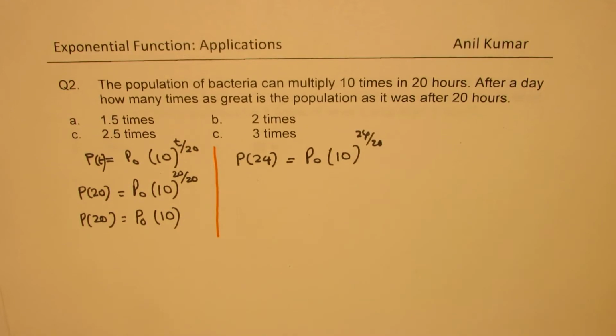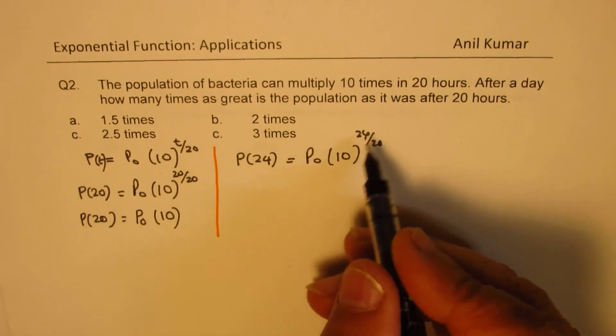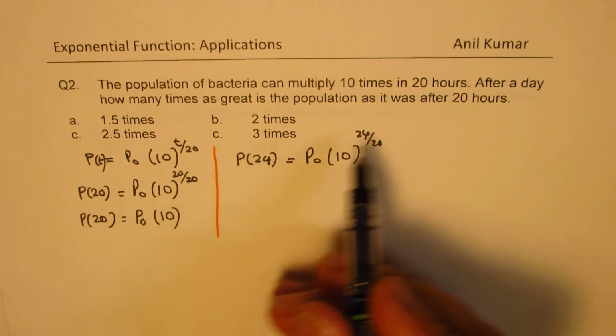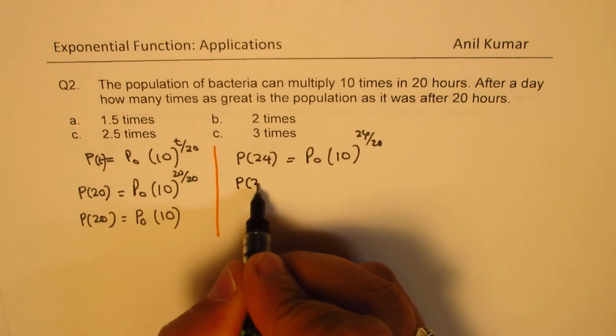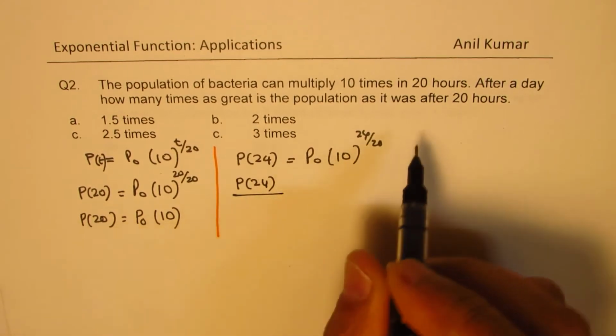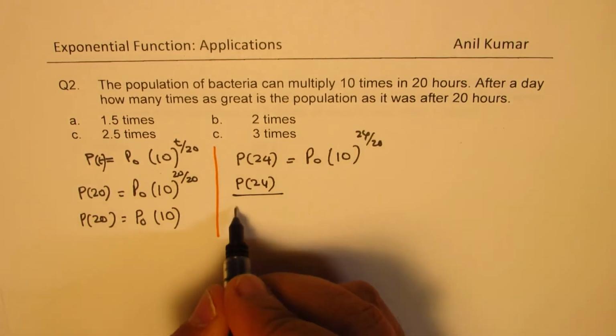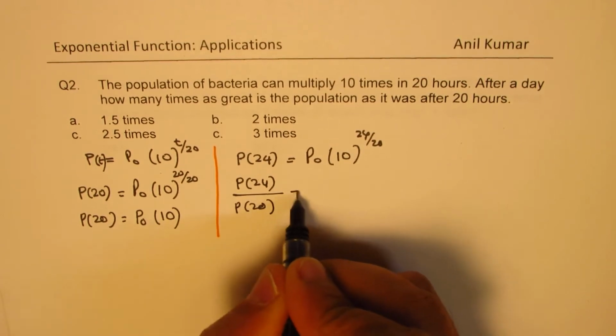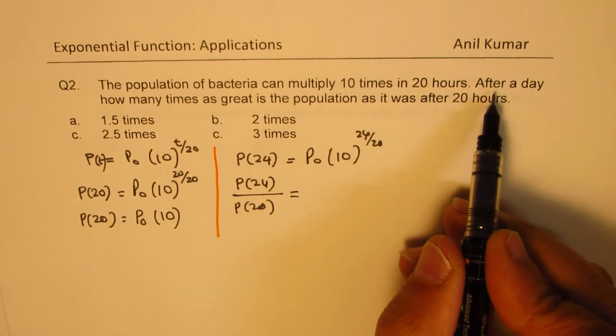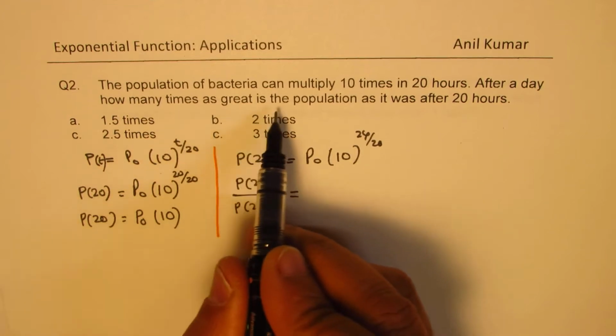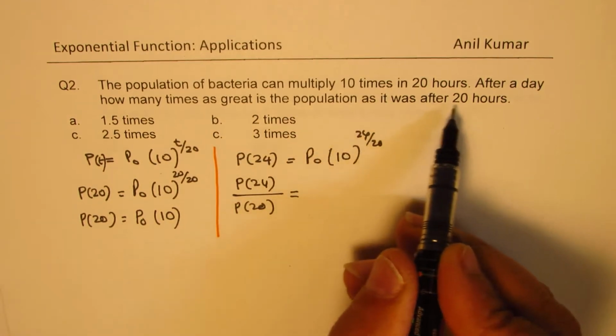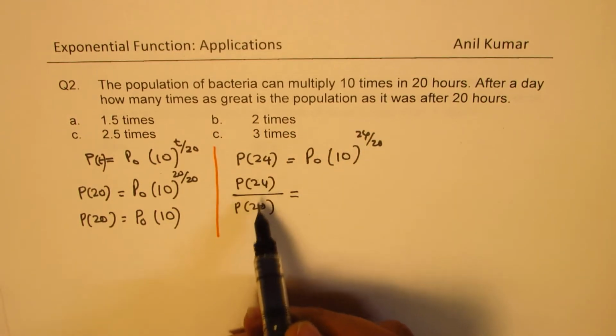So that will be right. Now we need to just compare the two rates. You could simplify this, but since we just need to compare, we can write the ratio of population after 24 hours to population after 20 hours. These are the two things, right? After a day, how many times as great is the population as it was after 20 hours? So we are comparing these two.